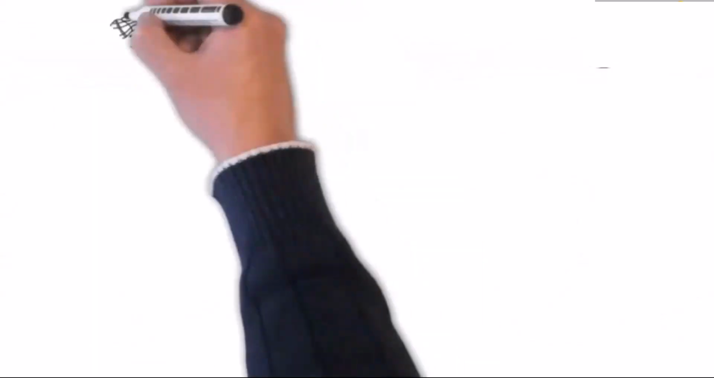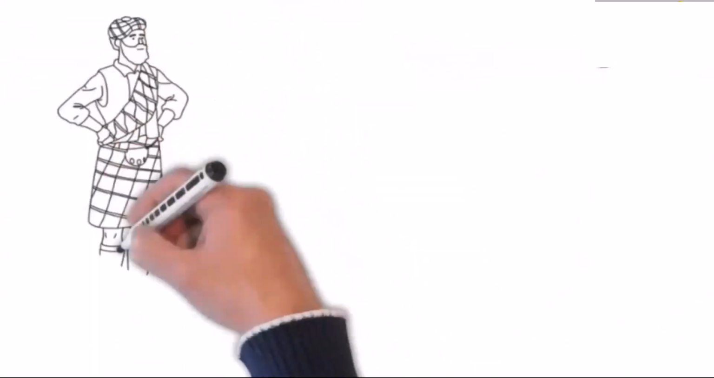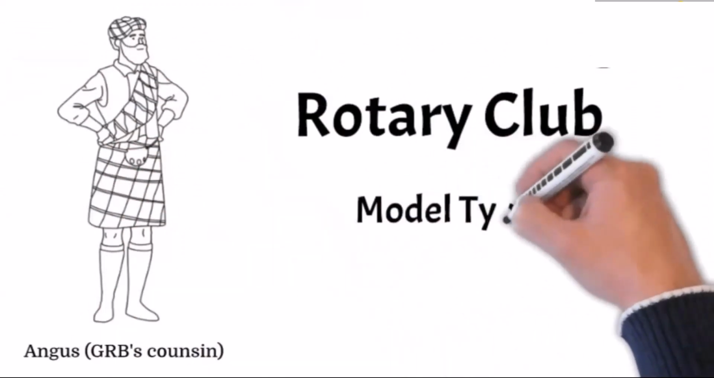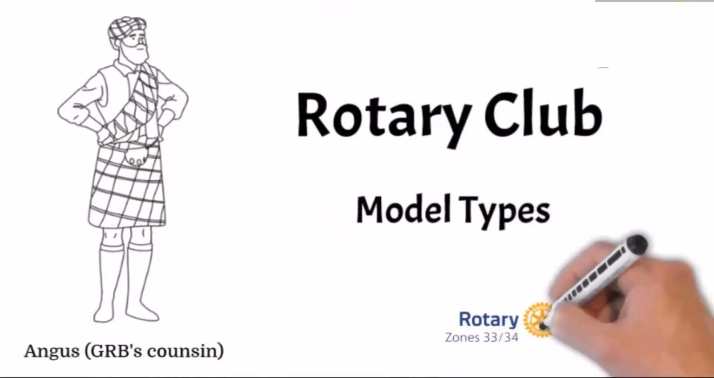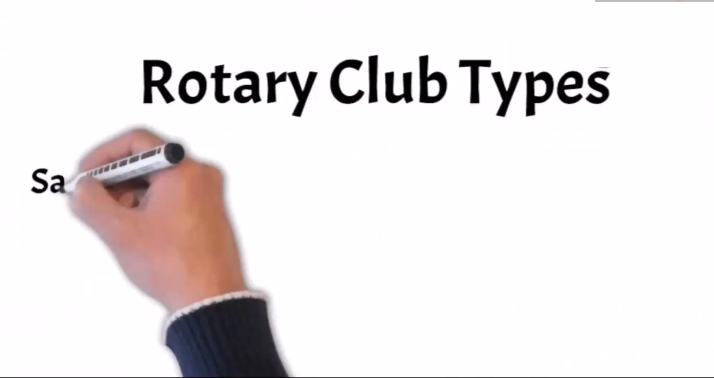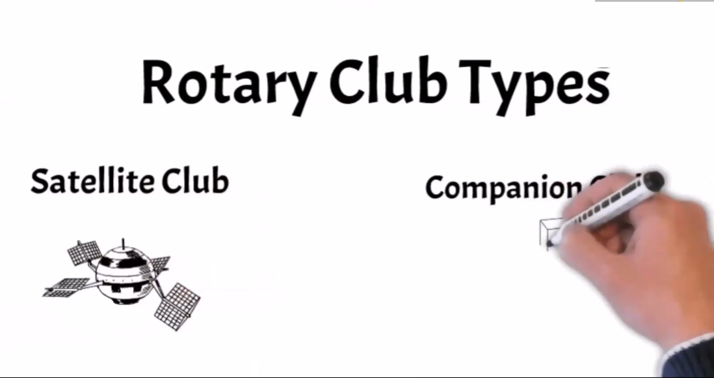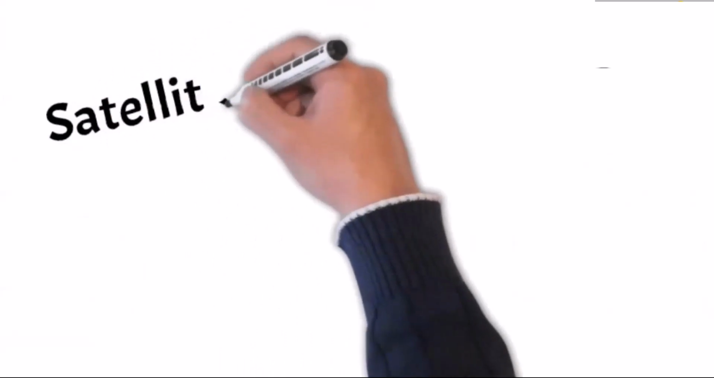Cheers, my Rotary friends. Welcome to Rotary Explained. Today we are going to take a deep dive into the Rotary model types, satellite clubs and companion clubs. In the world of Rotary, two important myths or misconceptions exist. What is the difference between satellite clubs and companion clubs? Let's start with satellite clubs.